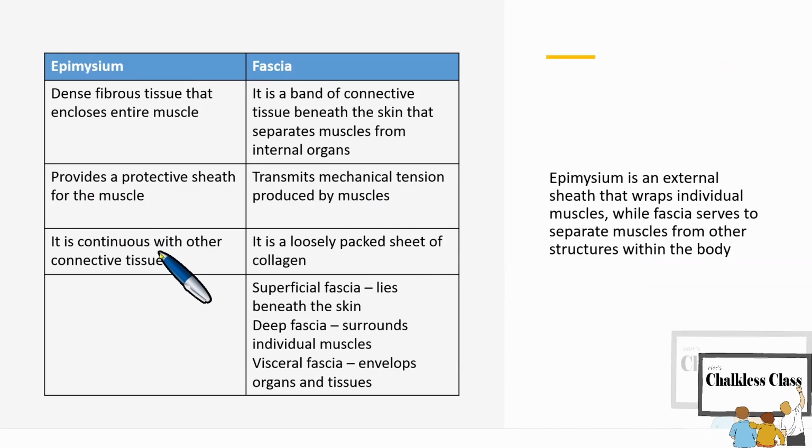Epimysium is continuous with other connective tissue, but fascia has a loosely packed sheet of collagen. Fascia is of three types based on position: superficial fascia, deep fascia, and visceral fascia. Superficial fascia lies beneath the skin. Deep fascia surrounds the individual muscles. Visceral fascia envelops organs and tissues.